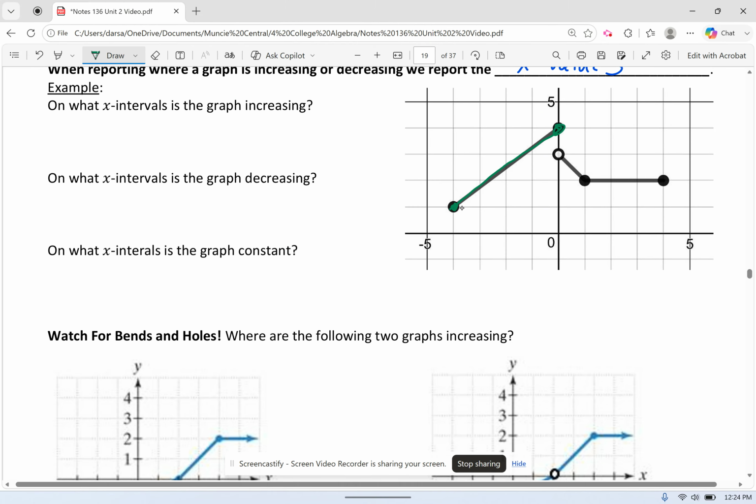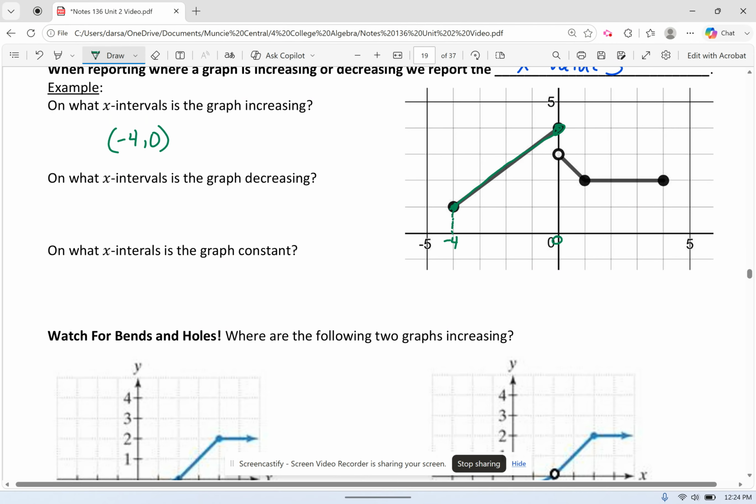So what do they want us to report? They don't want us to report 1 to 4. That's not it, okay? You're going to report where x value do we start increasing at. Where does this start increasing? Well, it starts increasing at -4. And then it stops increasing here. And what is that x value that it stops increasing at? That is 0. So we are increasing on the interval from -4 to 0.